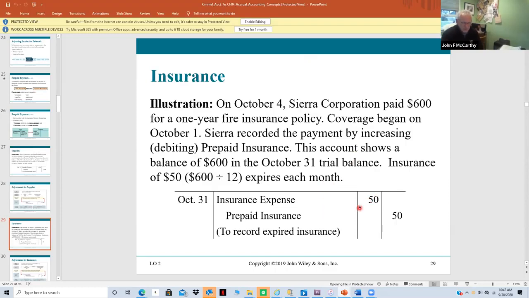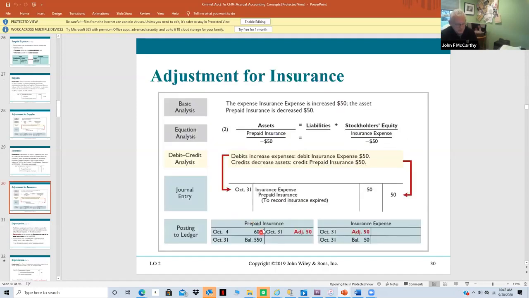Now watch out, on these exams you might have to calculate 2 months or 3 months or some period of months of expense. But in this case, it's 1 month. So 600 divided by 12 is 50. And again, we debit the expense account, we credit the prepaid insurance. Hopefully they'll give us that same presentation as they did for supplies. Here it is. So this is a good presentation. We know the journal entries, debit expense, credit prepaid insurance for 50.